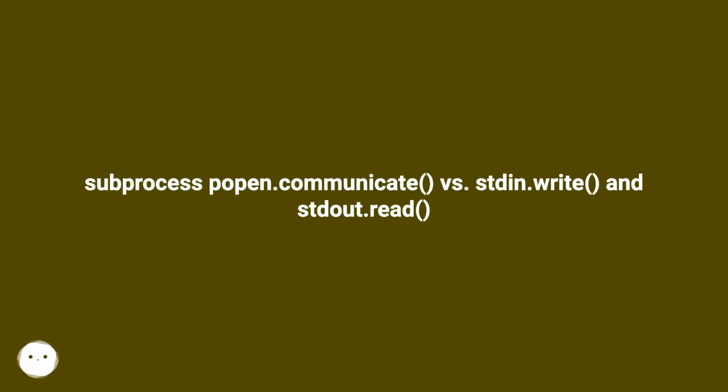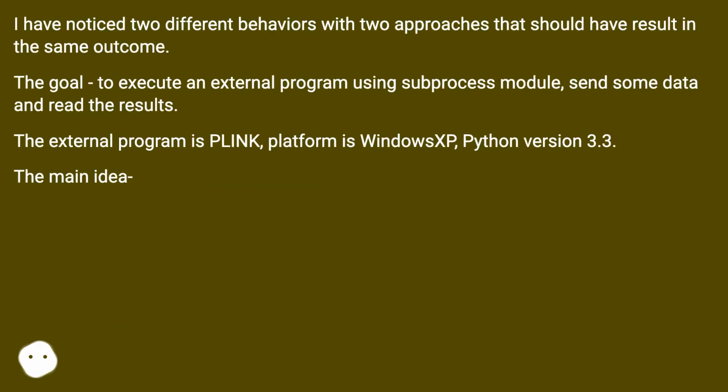Subprocess Popen.communicate versus stdin.write and stdout.read. I have noticed two different behaviors with two approaches that should have resulted in the same outcome. The goal: to execute an external program using the subprocess module, send some data and read the results. The external program is Plink, platform is Windows XP, Python version 3.3.